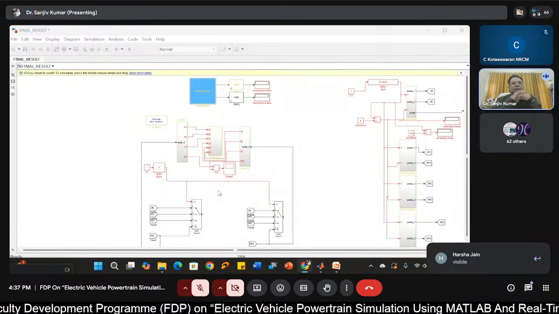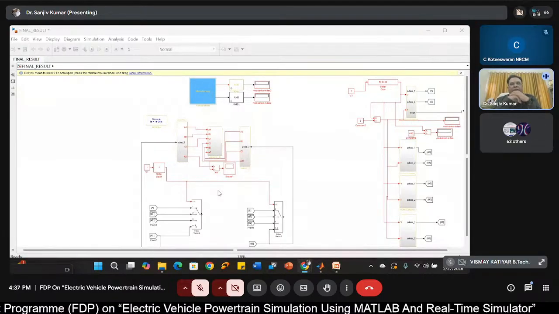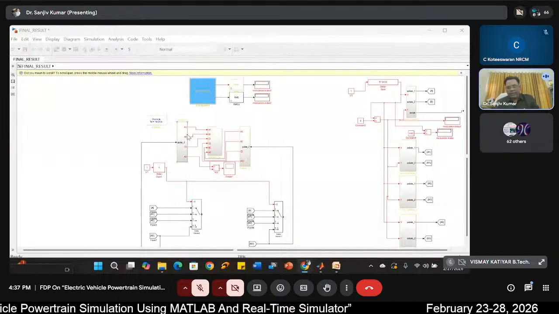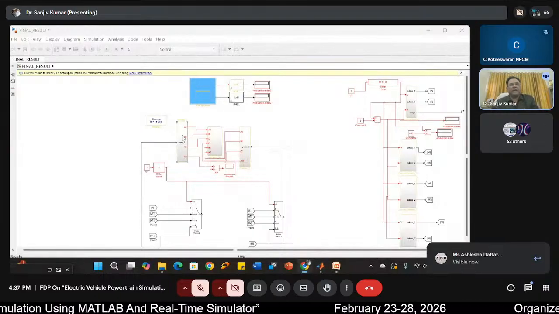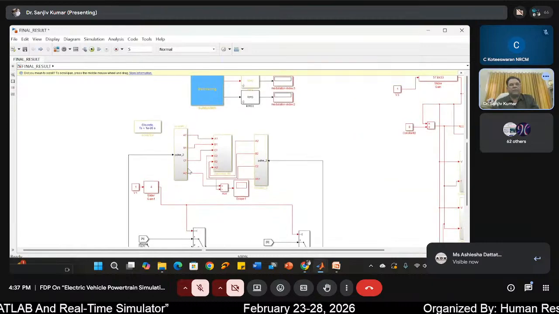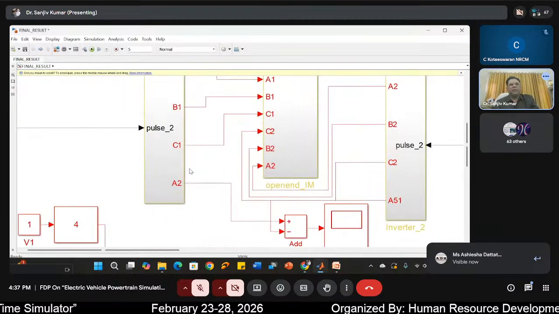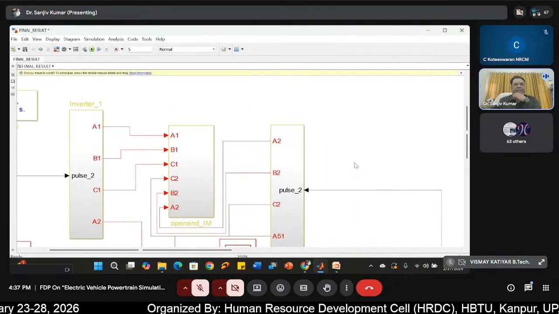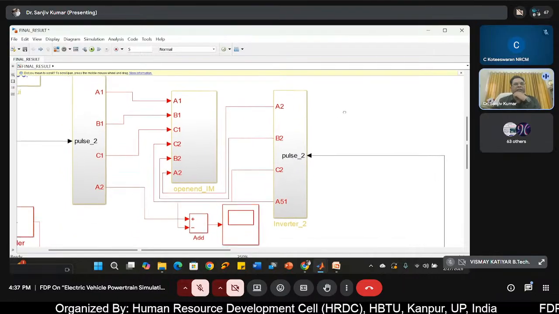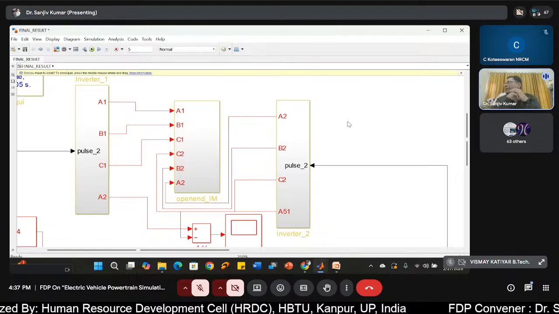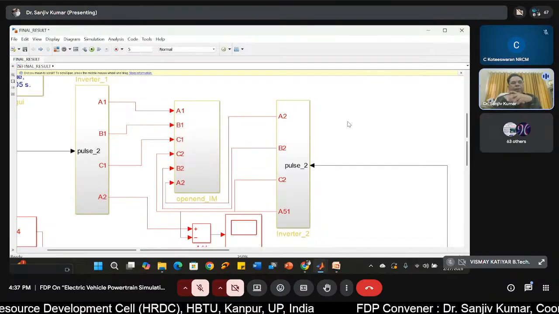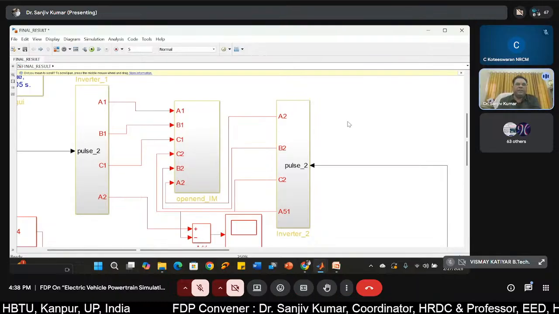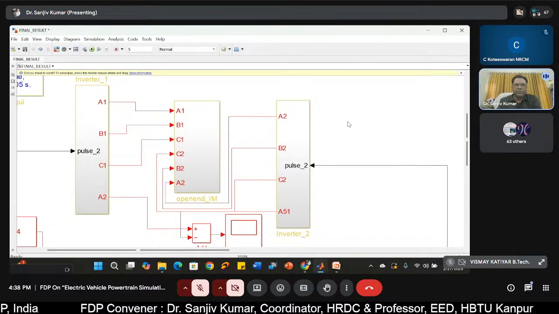If you remember the dual two-level inverter operation, here we have, let me increase the size of this. I think it is clearly visible: inverter 1 on the left-hand side, inverter 2 on the right-hand side, and the open-end winding induction motor in the middle having 6 terminals A1, B1, C1 and A2, B2, C2.